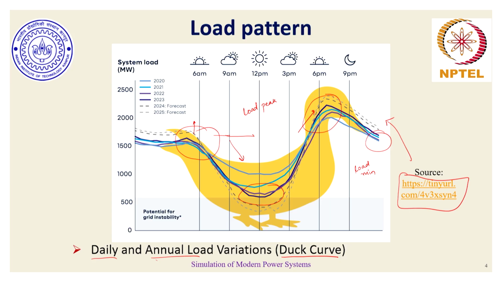Because of the two peaky behaviors, one peak at the tail of the duck, the other peak at the head of the duck, whereas the beak and the feet or the belly represents the bottom portion of the load curve.